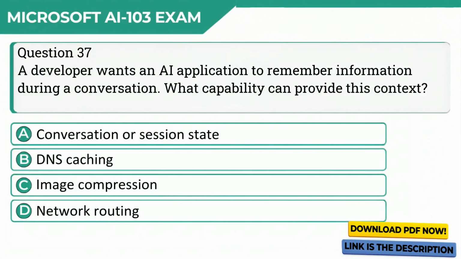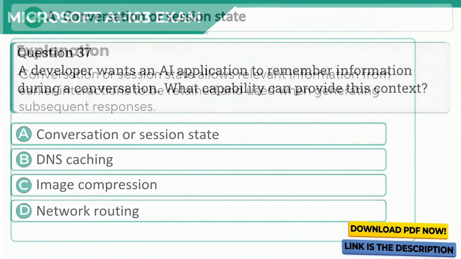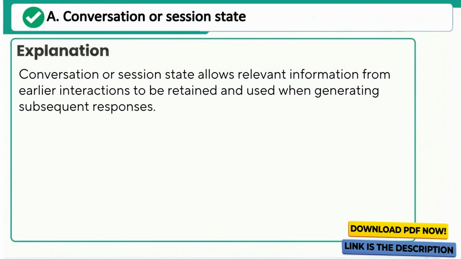Question 37. A developer wants an AI application to remember information during a conversation. What capability can provide this context? A. Conversation or session state. B. DNS caching. C. Image compression. D. Network routing. Correct answer: A. Conversation or session state. Explanation. Conversation or session state allows relevant information from earlier interactions to be retained and used when generating subsequent responses.